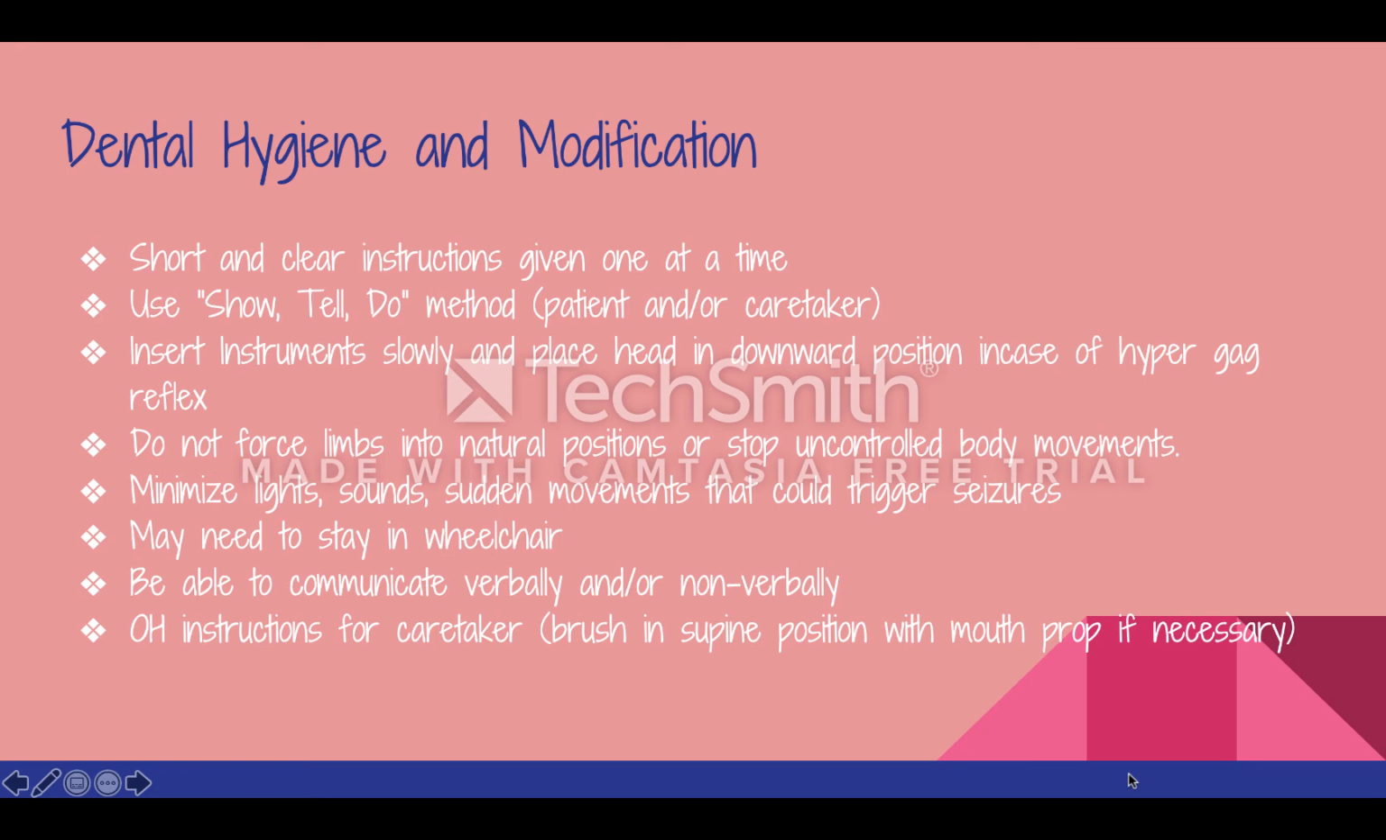Minimize lights, sounds, and sudden movements that could trigger seizures. These patients may need to stay in their wheelchair. That might be easier. So just lock the wheels and try to tip it back, or just do it with them sitting up if that is what is best for them. It's important to be able to communicate verbally and or non-verbally, so with gestures or signals, because they might not be able to talk to you, but they can see what you're doing and figure it out with gestures.